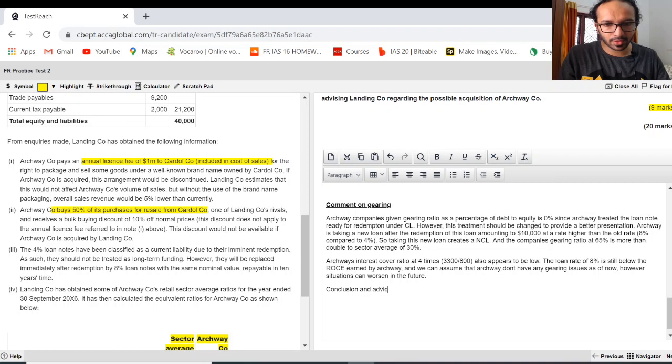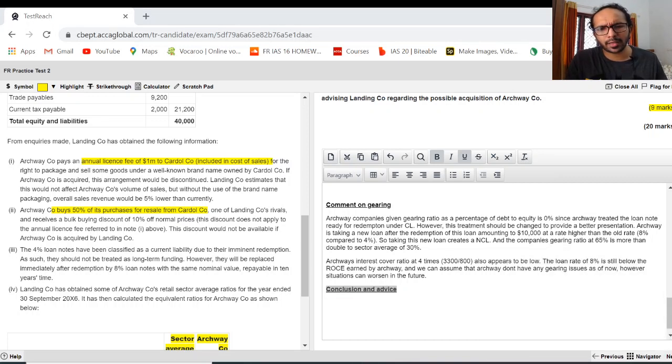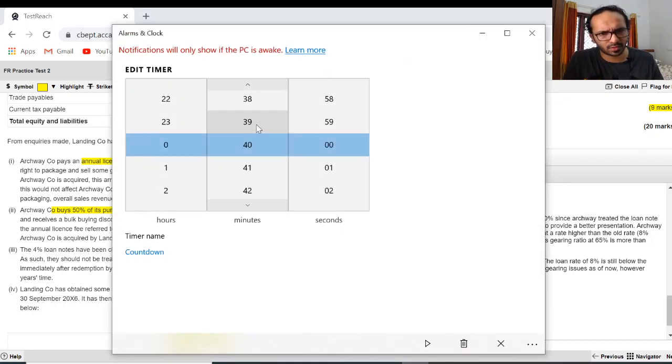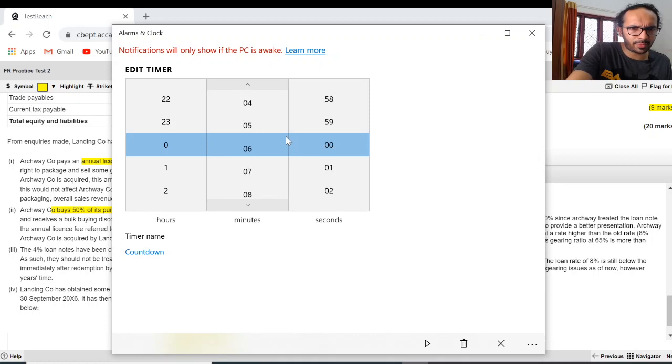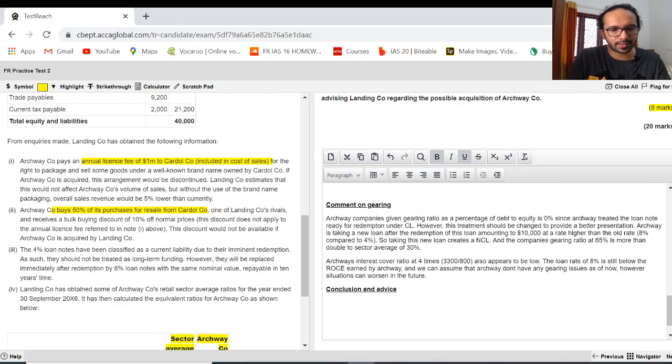Conclusion and advice. Should Archway purchase Landing? So time's up, right? But I guess we had put 40 minutes, right? Actually we can take 45, no issues. So that is a minimum which we had discussed earlier, 45 minutes. So I'm just putting five more minutes. Conclusion and advice.